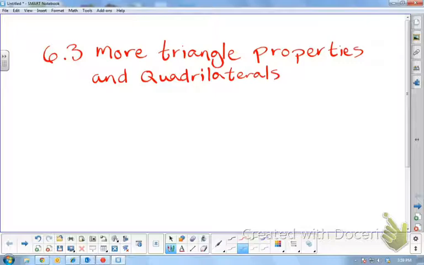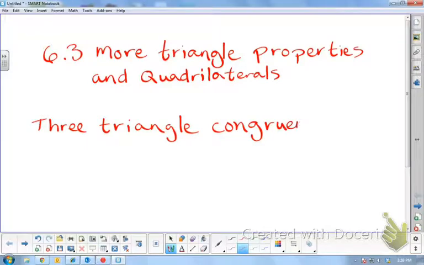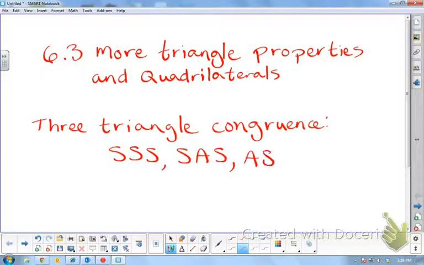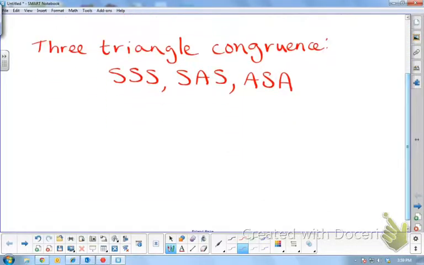So the three ways to prove triangles congruent again: SSS, side, side, side, SAS, for side, angle, side, and ASA. Okay, so this one is actually, I think, easier than the first way we looked at triangle congruence, because the picture is already going to be drawn for us.